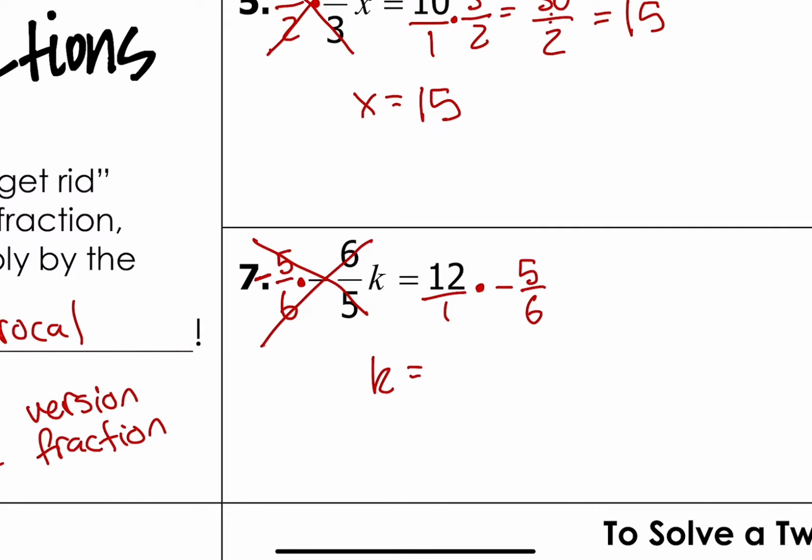So we have 12 times 5, or negative 5. We know that's going to be negative 60. And then 1 times 6 is going to be 6. Then we're going to divide, and we have negative 60 divided by 6. That's going to be negative 10 for us. And that's that one. k equals negative 10.